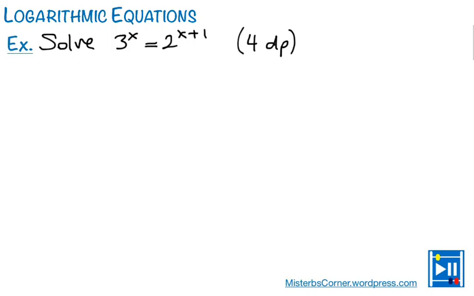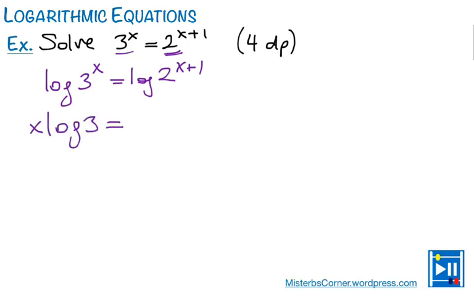So in this example, we are to solve 3 to the power of x equals 2 to the power of x plus 1. Now, here we can't just choose any base. If I choose base 3, it's going to be a problem with this part. If I choose base 2, then it's going to be a problem with this part. So I'm going to go with base 10. So I go like log 3 to the x equals log 2 to the power of x plus 1. And then I will just use the power rule to write x times log 3 equals x plus 1 times log 2.